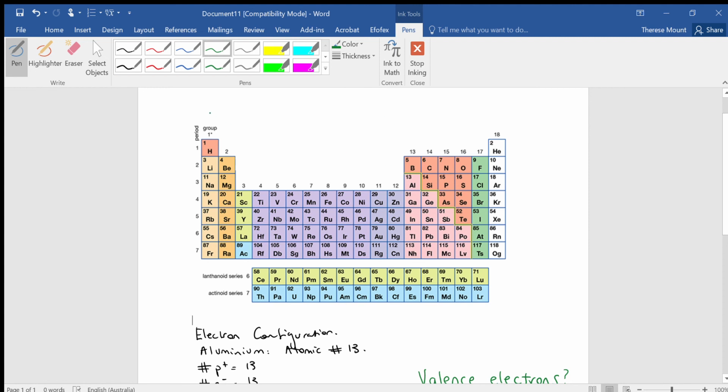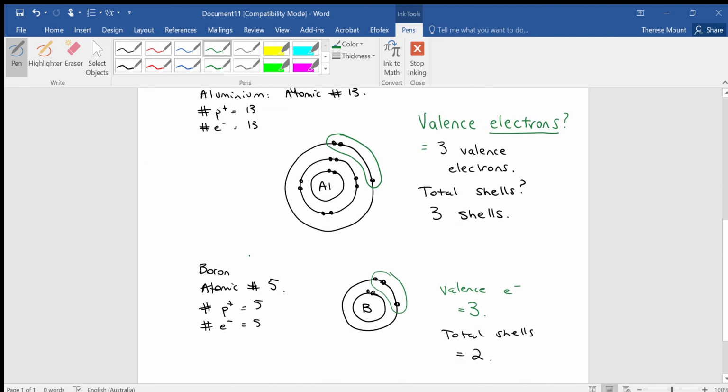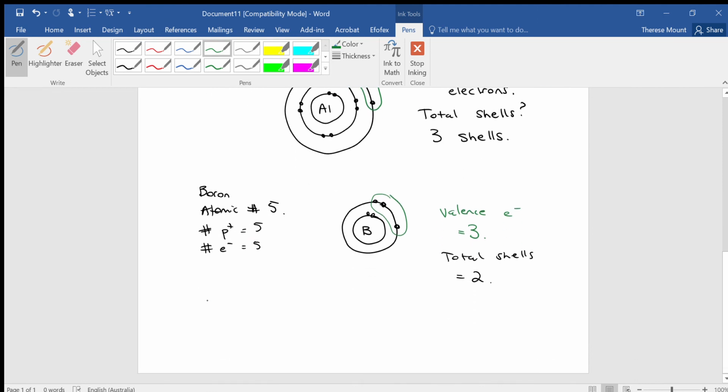So groups, same number of valence electrons. Periods, same number of total shells. So I'll just write that down. Groups, all elements in the same group, same number of valence electrons. Periods, same number of total shells.